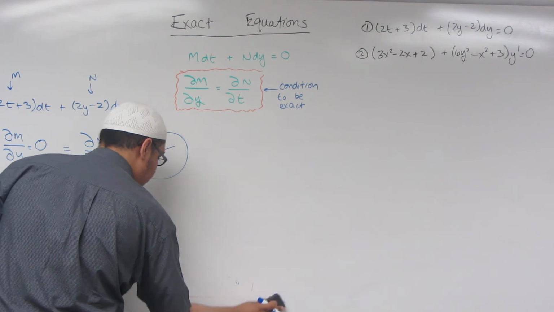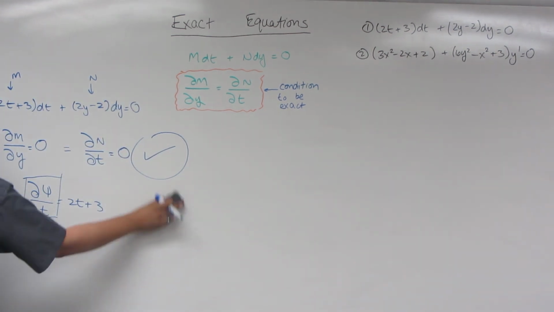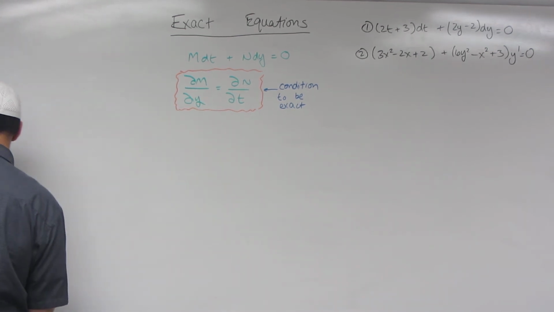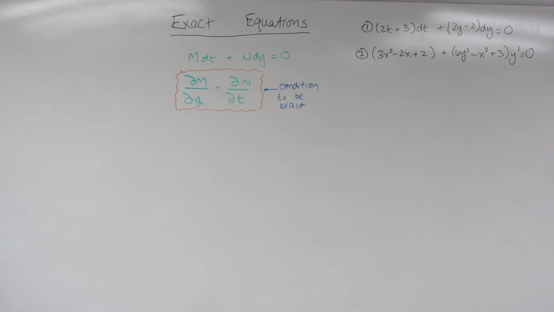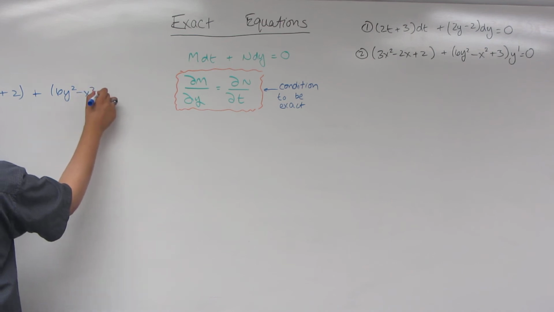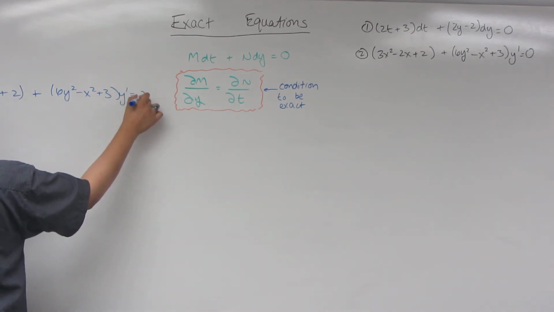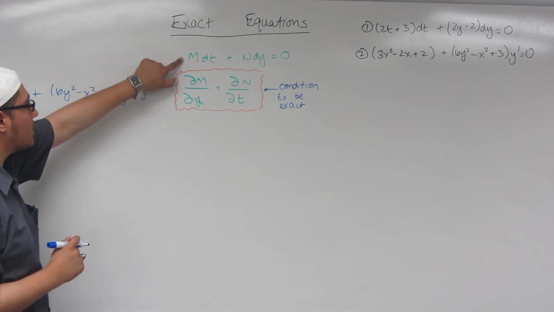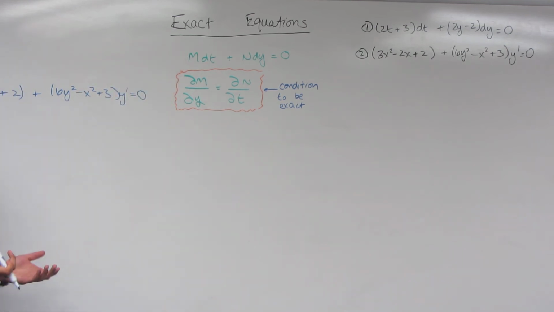Now, number 2 there says, 3x squared minus 2x, I'll just write that down right here. Number 2, 3x squared minus 2x plus 2 plus 6y squared minus x squared plus 3, y prime is equal to 0. Now, first thing, is this written in this format? Well, the answer is no.